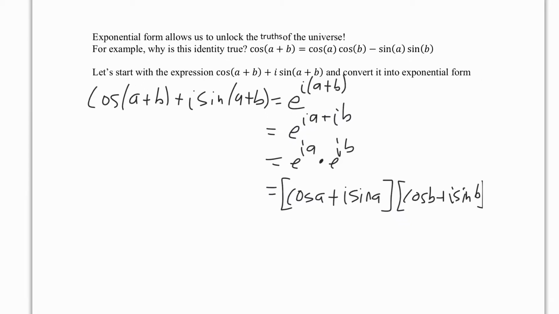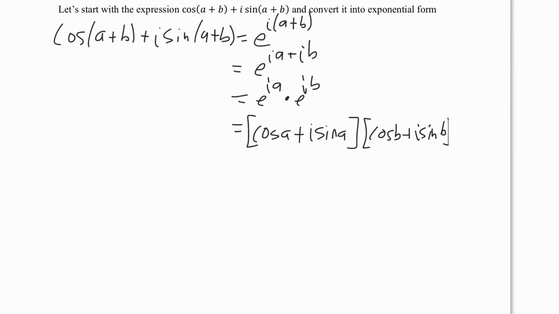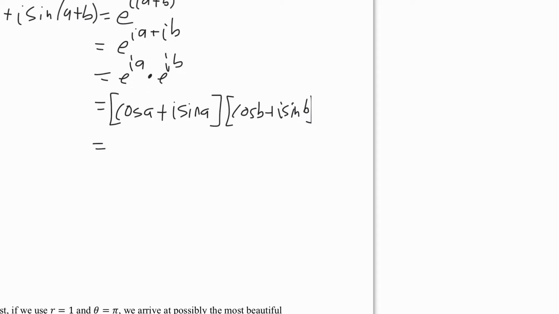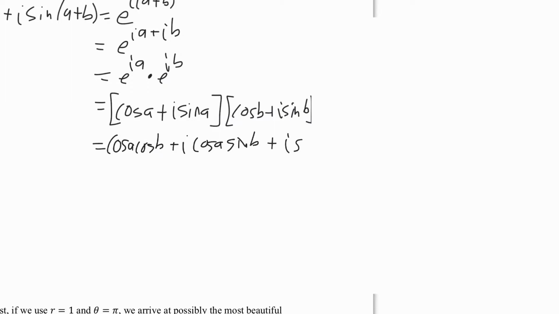Now, we haven't done any foiling in a while because we've been staying away from it, so just for fun, let's go ahead and FOIL this out. So we're going to get a lot of terms here. We've got the cos and the sine and the sine. We're going to FOIL all that out. So we get cos a cos b plus i cos a sine b plus i sine a cos b plus, well, there's an i squared there, sine a sine b.